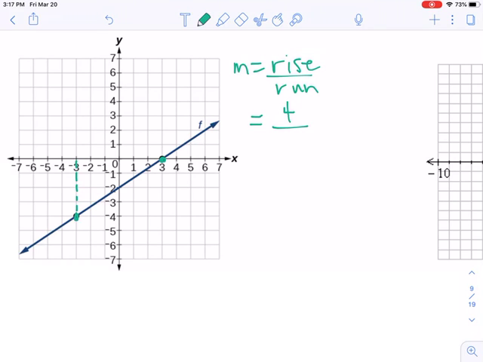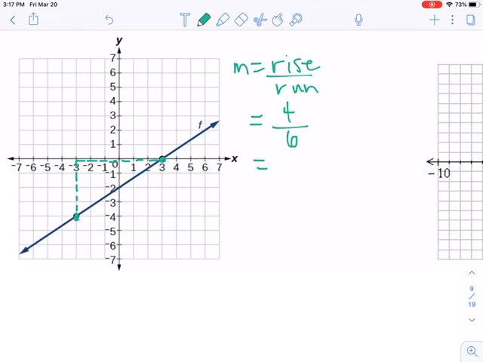Okay, and then we're going to count the run by doing the same thing, starting at the left point's spot and moving right until we find the right point. Okay, so you can see here, if I were to count that, that would be me moving 6 to the right. Remember that moving to the right is positive and moving to the left is negative.